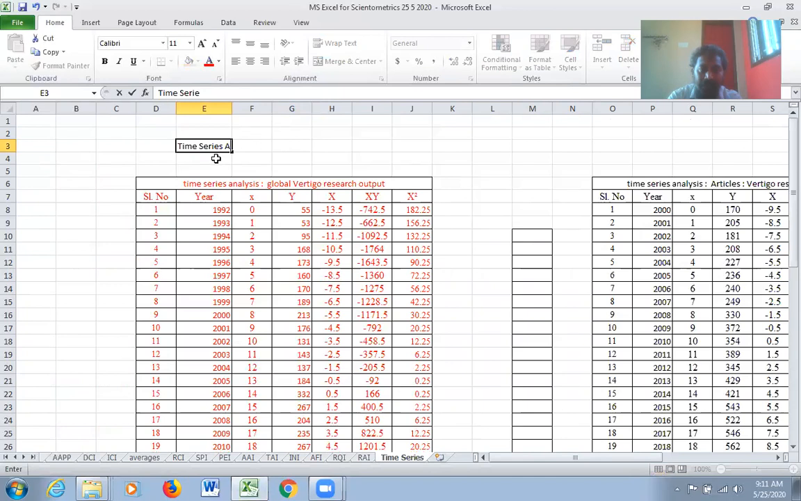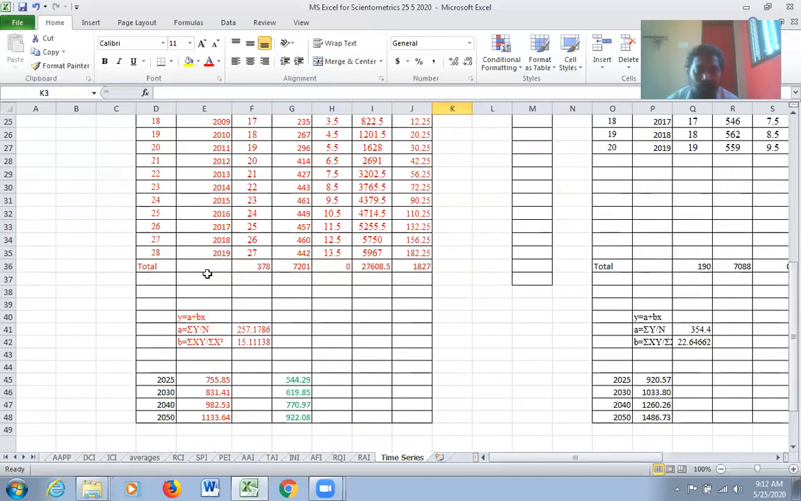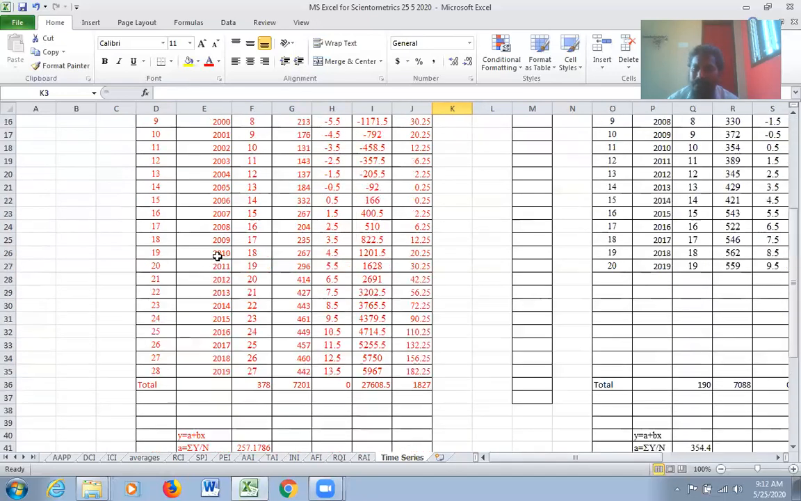time series analysis. Okay. This is a very popular one, and this particular indicator is used to estimate what would be the future research output of a particular discipline or a particular country, maybe after 10 years, maybe after 20 years, maybe after 30 years. So how can we estimate the future productive output of a particular discipline? For example, I have taken a disease called vertigo, research output from 1992 to 2019. For 28 years, I collected data.